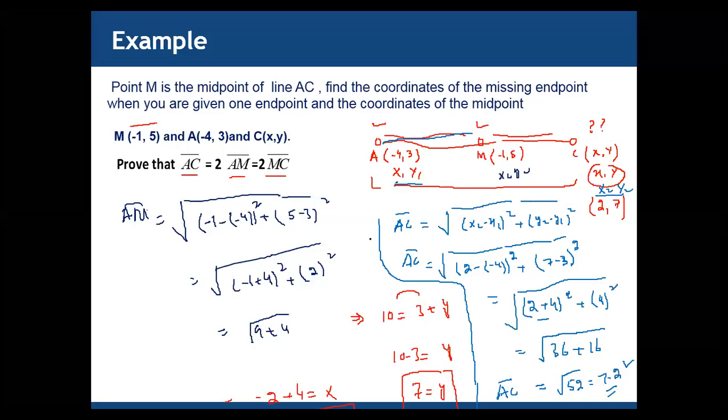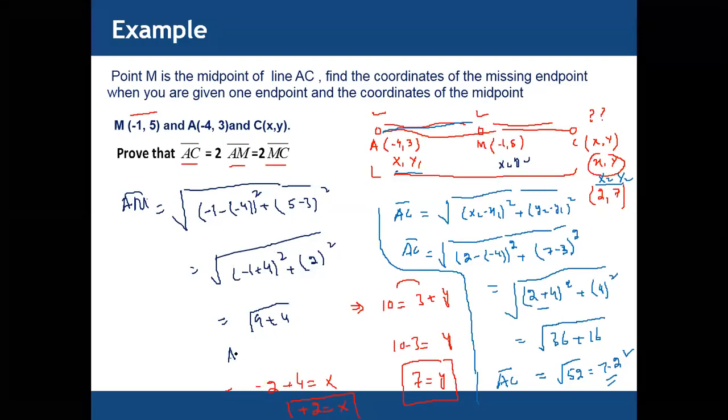Okay, guys, the distance of AM, from A to M, is 9 plus 4, and 9 plus 4 is 13. Great, thank you. So AM equal to 13 under the root, which equals 3.6.